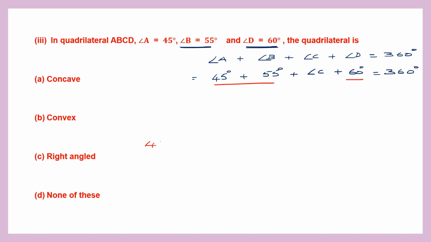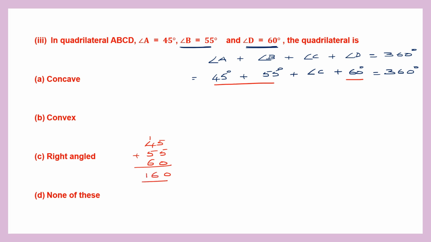That is 45, 55 and 60. So let's add this up. 5 plus 5 is 10, carry 1. 4 plus 1 is 5, 5 plus 5 is 10, 10 plus 6 is 16, so 160.